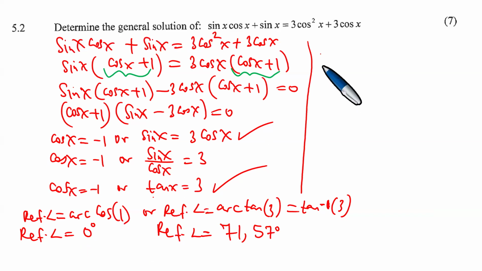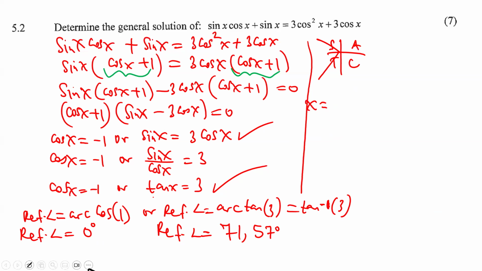But now we remember that for the first part, if the reference angle is zero, we have our CAST diagram. And the cosine is negative. In which quadrants is it negative? It is negative in the second and the third. Okay, good. That's where the cosine is negative. So we're going to need an angle in the second quadrant, and that is going to be exactly 180 degrees.